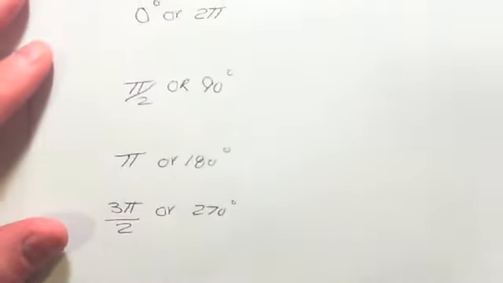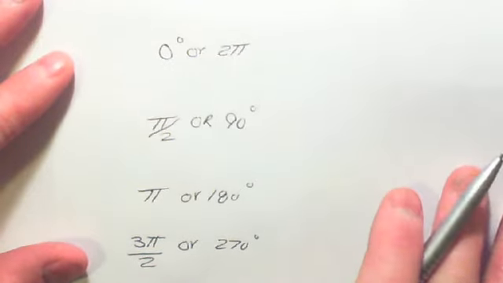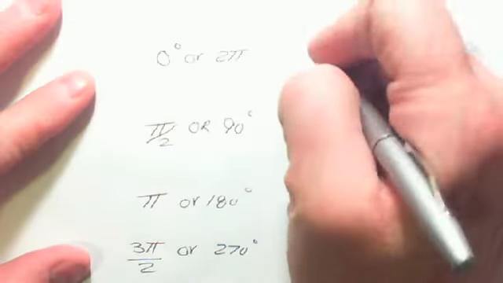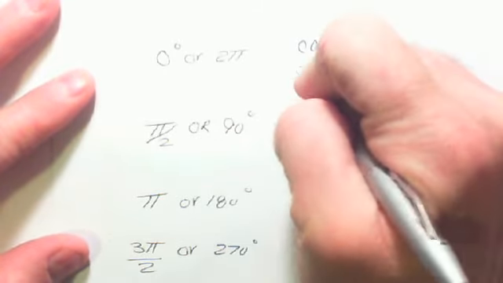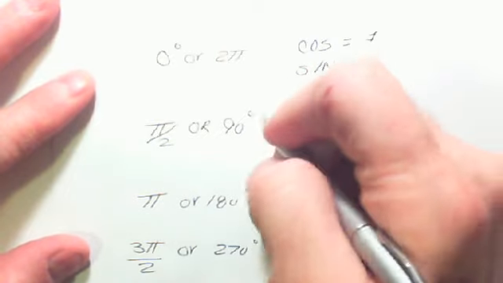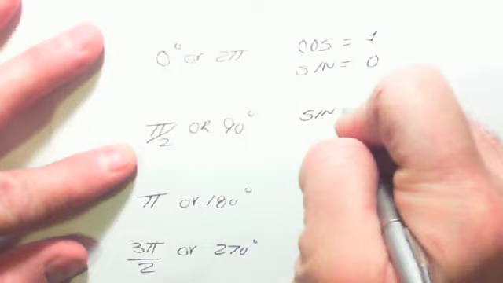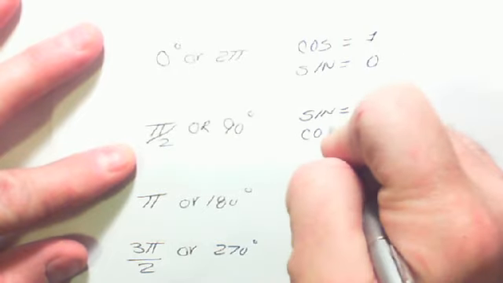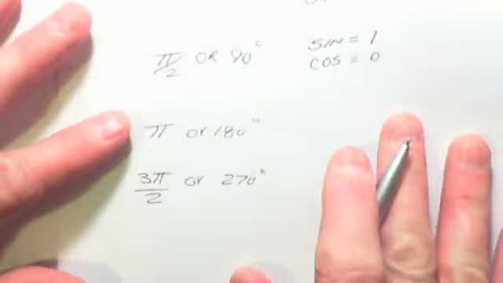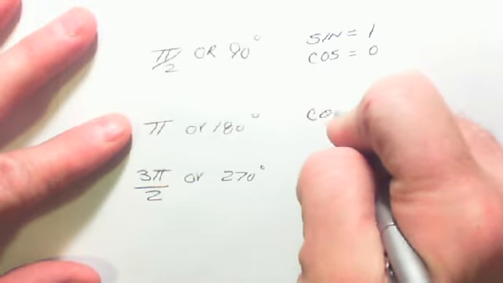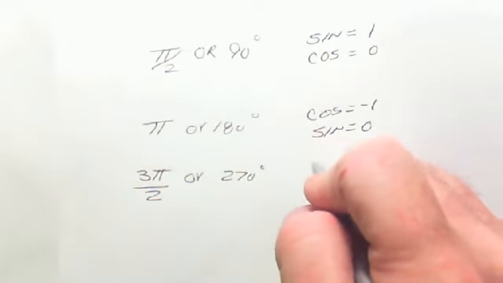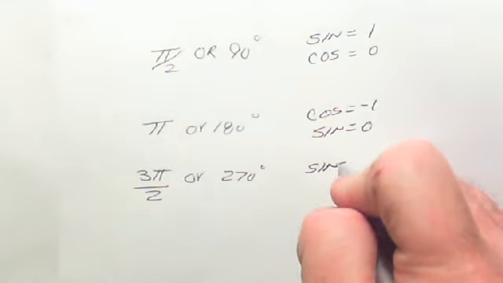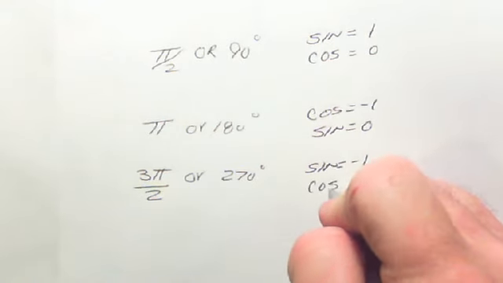All right. And then the other information you pretty much need to know is how to do the trig functions for these. For 0, which is the same thing as 2 pi, the cosine of this angle will always equal 1. The sine of this value will always equal 0. For pi over 2, it's just going to be the opposite. The sine is going to equal 1. The cosine in this case will equal 0. When you get over to pi, the cosine will equal negative 1. The sine will equal 0. And for the 3 pi over 2, the sine is equal to negative 1, and the cosine is equal to 0.